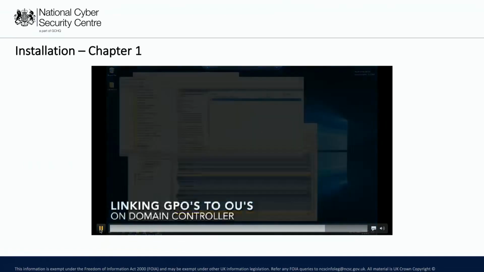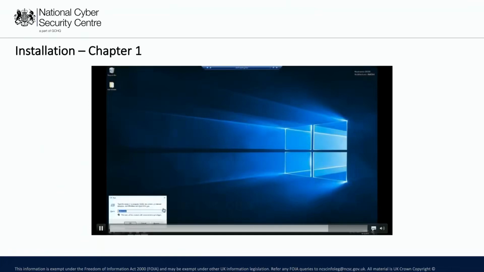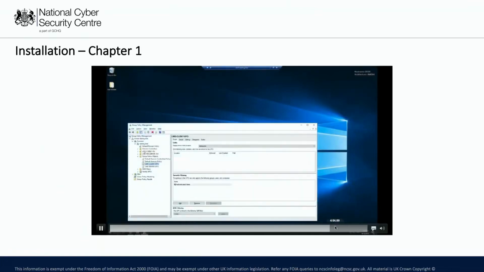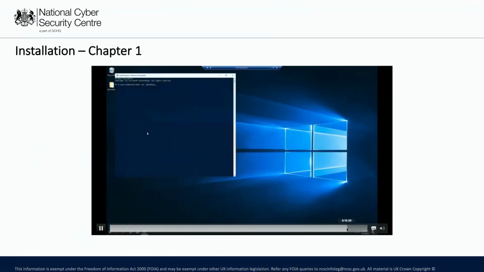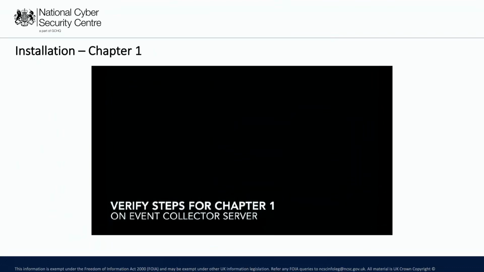Again, we've kind of already talked about that. So we've imported the GPOs, created the OUs. We need to link the two together. As I said earlier, this is all on the Active Directory. And then here we're running the WEC util, importing the config to say what we want clients to actually send us. And then there's some verify steps as well.